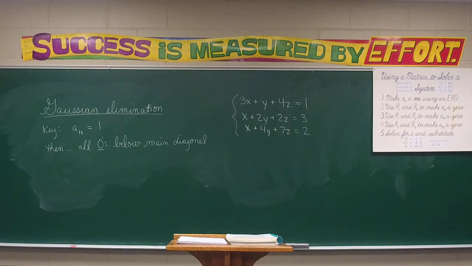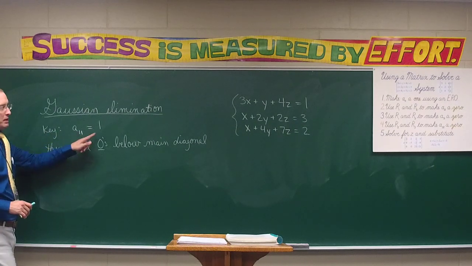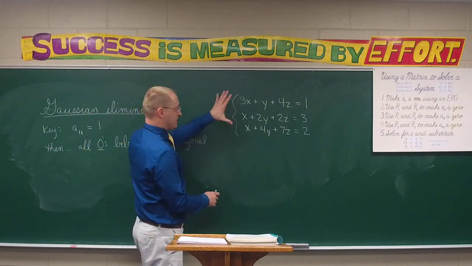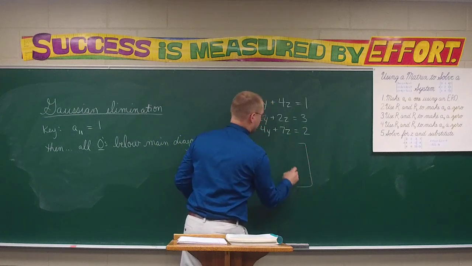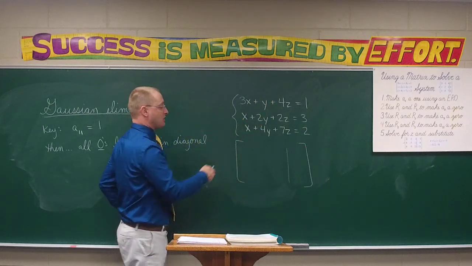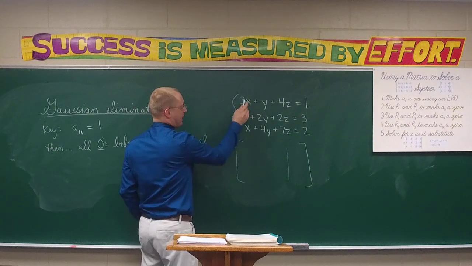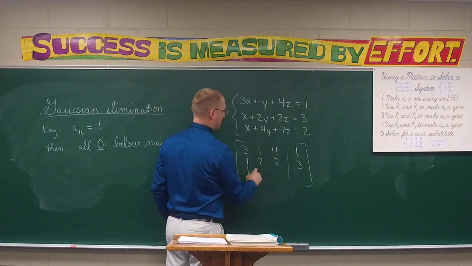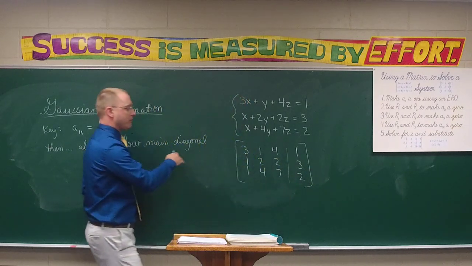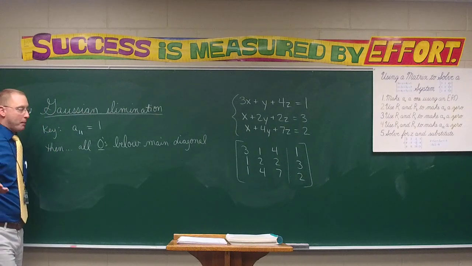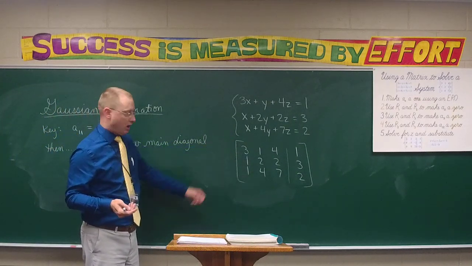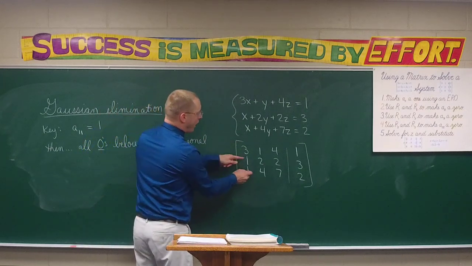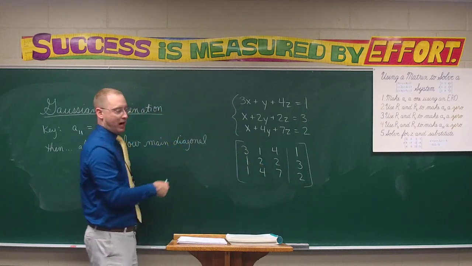So here we go. Step number 1, remember, is to get element A11 to be a 1. Is it a 1? It's a 3. If I make this system into an augmented matrix, it's 3, 1, 4, 1. 1, 2, 2, 3. 1, 4, 7, 2. But remember, one of your most basic elementary row operations is you can switch any rows you want. Well, here it's got a 1. Basically, everybody's got a 1 except for the first one. So let's put one of these 2 rows into the first spot.